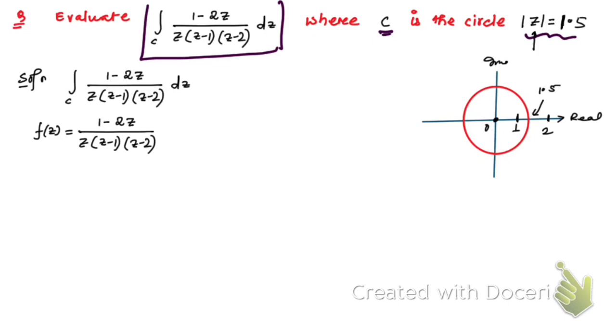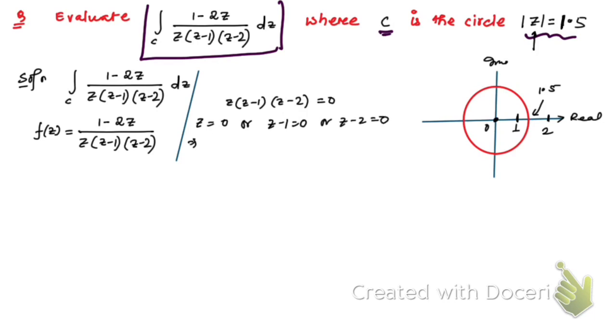How to find a pole? Just equate the denominator with 0. This is the denominator: z into z minus 1 into z minus 2 is going to be equal to 0. Let me take that as 0 in order to evaluate the poles. The product of these three is equal to 0, so any one of them must be 0. So let's take z is equal to 0, or z minus 1 is equal to 0, or z minus 2 is equal to 0.